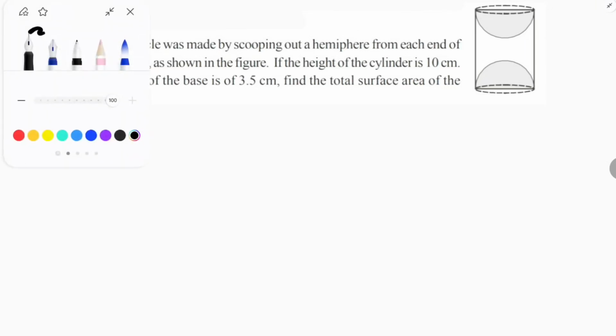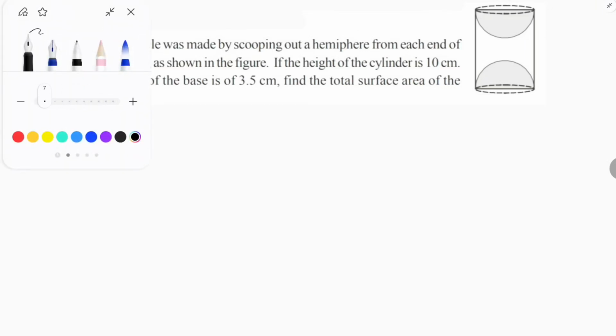A wooden article was made by scooping out a hemisphere from each end of a solid cylinder. So here 2 hemispheres have been scooped out. If the height of the cylinder is 10 centimeters and its radius is 3.5 centimeters, find the total surface area of the article.